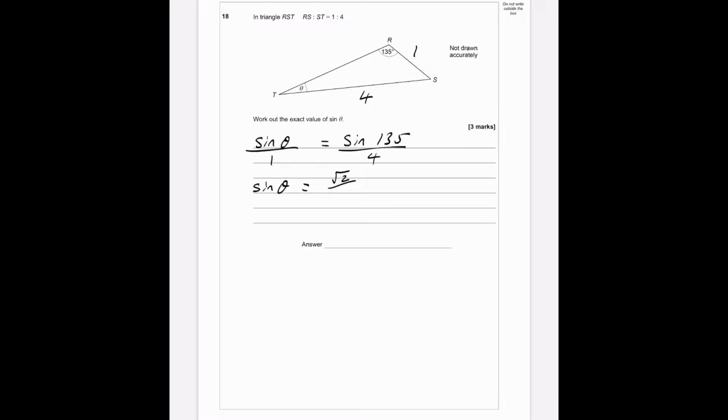Sine of 135 is root 2 over 2. It's 45 degrees more than sine of 90. And so we get root 2 over 2 all over 4, which is root 2 over 8.